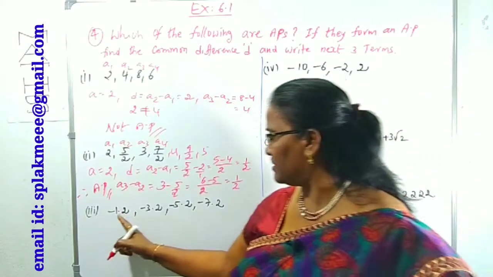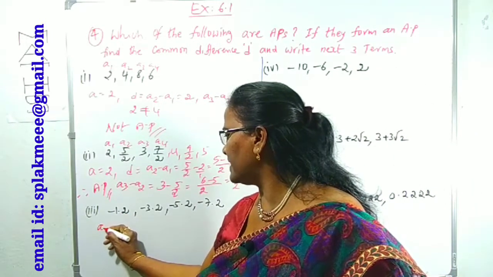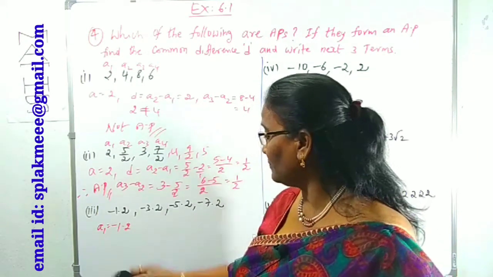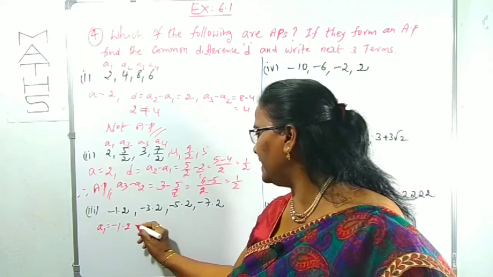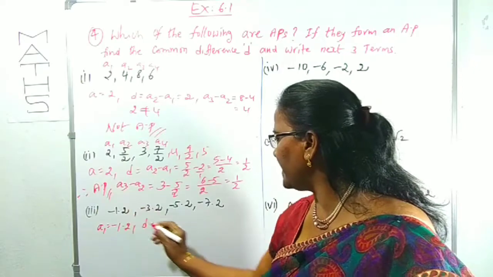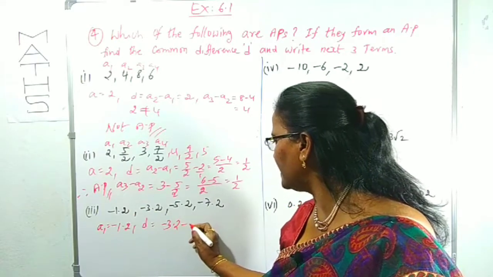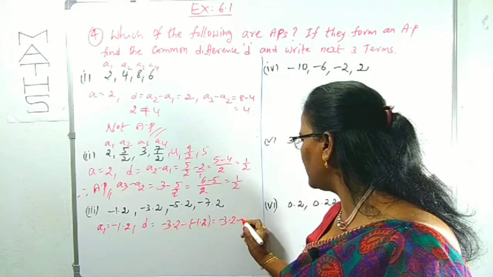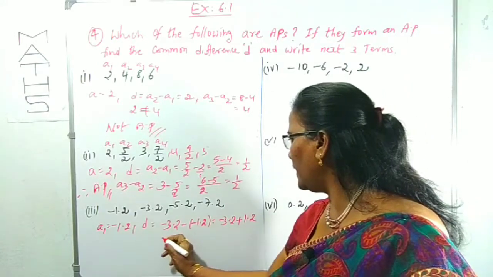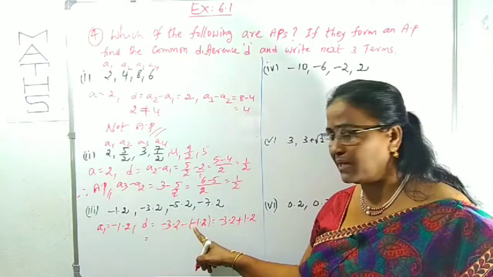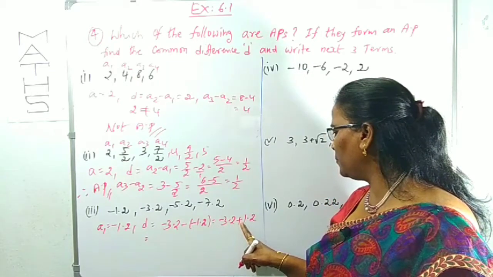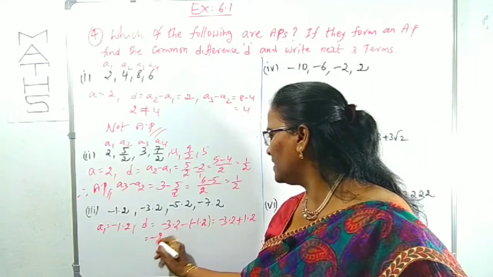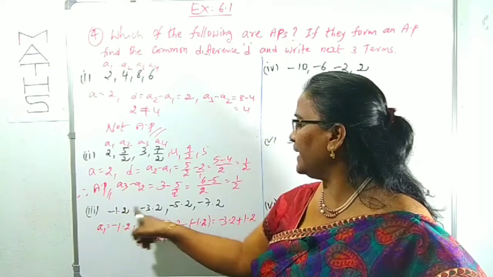Same way. What is the first term here? A1 is minus 1.2, sorry, not 1 by 2, minus 1.2. D we can find out. A2 minus A1, that is minus 3.2 minus of minus 1.2. You know, minus 3.2 minus of minus becomes plus 1.2. Minus 3.2 plus 1.2: 2 minus 2 is 0, minus 3 plus 1 is minus 2. This is A2 minus A1.